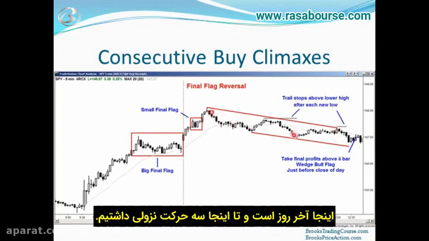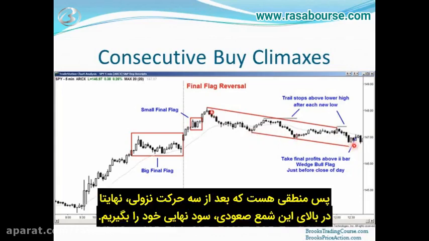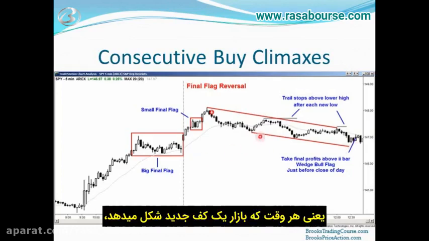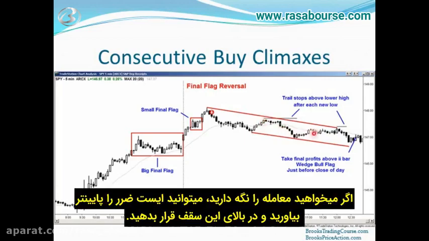This is late in the day, and we've had 3 pushes down, 1, 2, 3. It's reasonable to take final profits above this bull bar after the 3rd push down. You trail the stops. Every time the market makes a new low, you lower the stop to the most recent lower high. The market comes down here. If you're going to hold, you'd lower the stop from this high to just above that high.